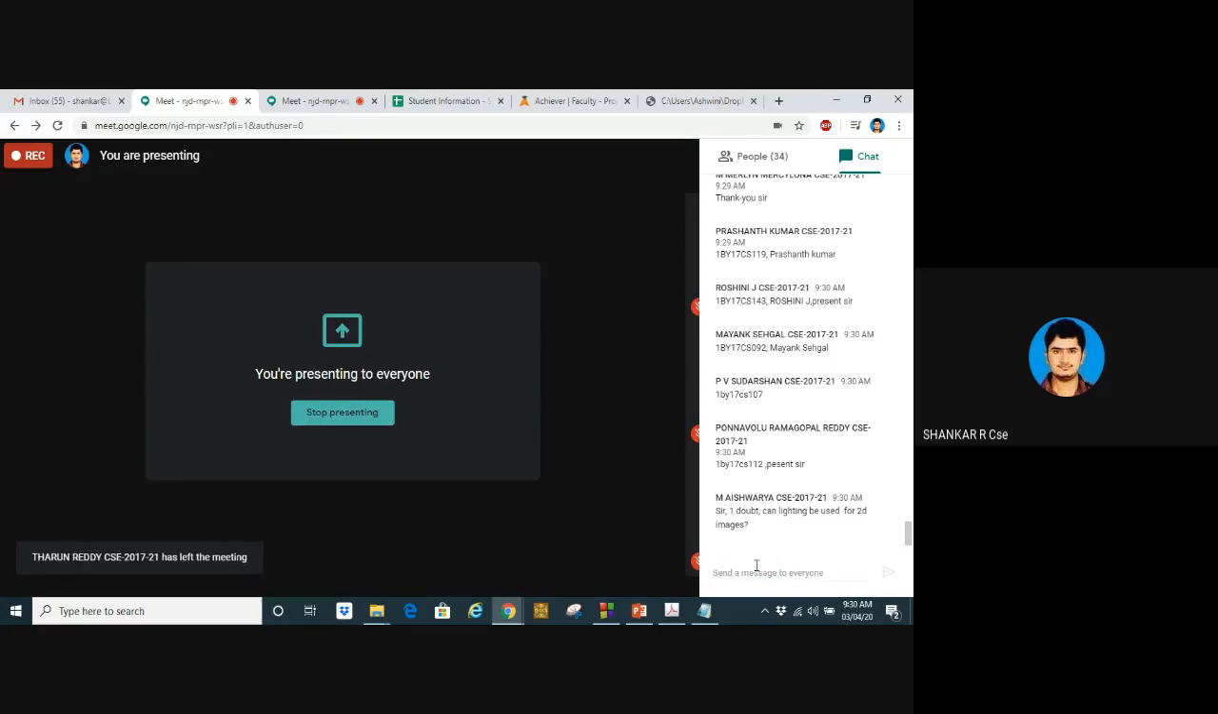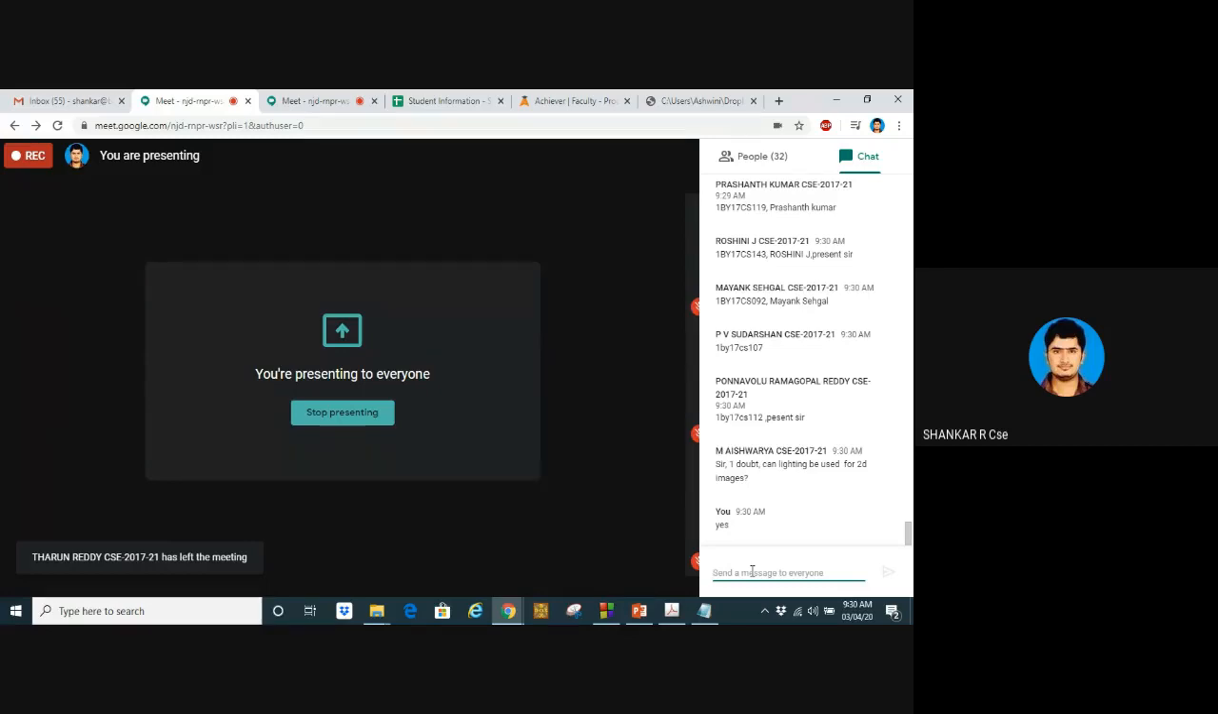Yes, of course, you can use lighting for 2D images. In fact, that 2D image will now look more realistic. In your mini projects and all, you will definitely use all this.